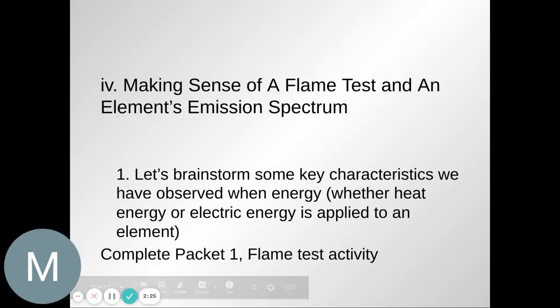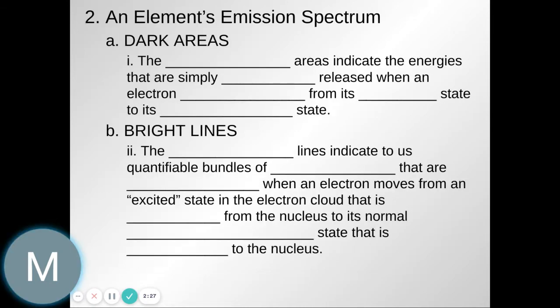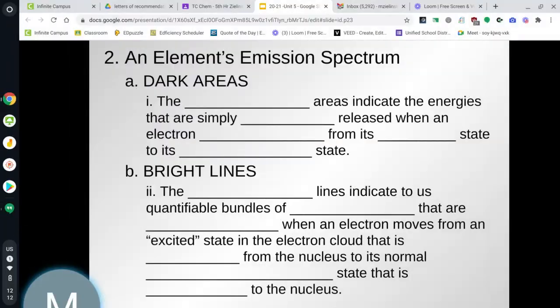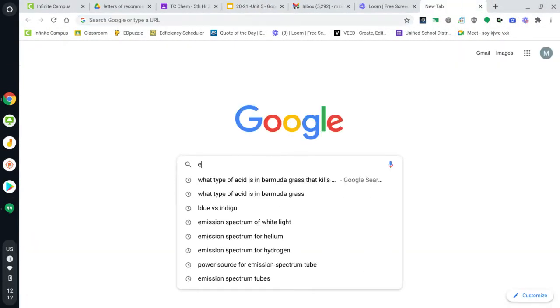So yesterday, whenever you were watching the video and maybe Ms. Merkus or I took some time to talk about that emission spectrum and what it looked like, we should notice that when we look at the emission spectrum of any element, there are dark areas and then there are these bright colored lines. So let's process what we mean by that. In fact, before we even do that, let's just do a quick little search here.